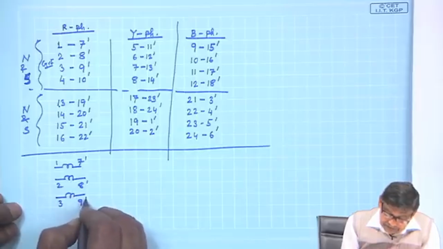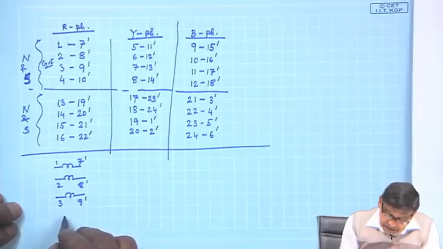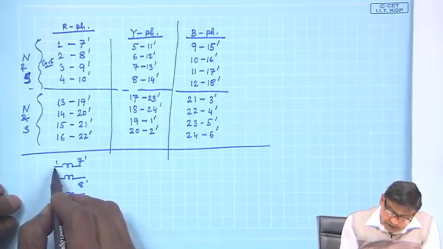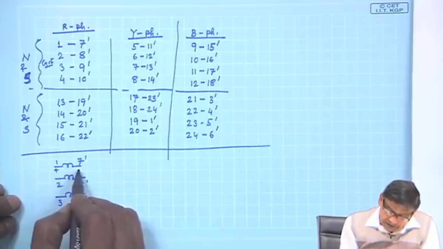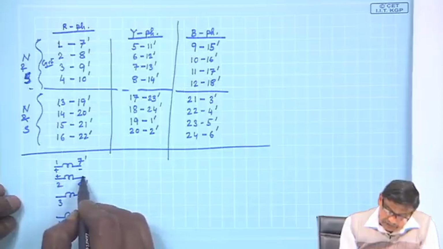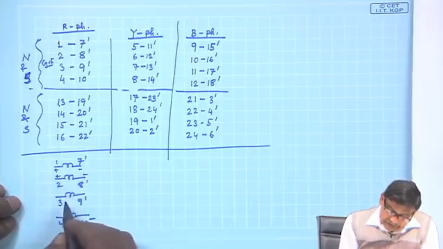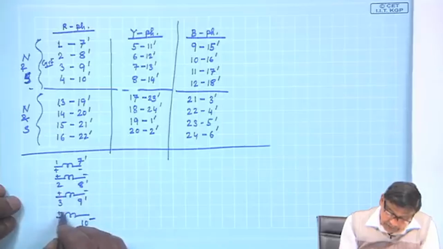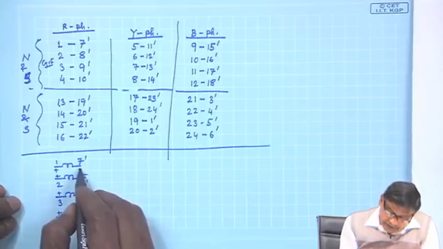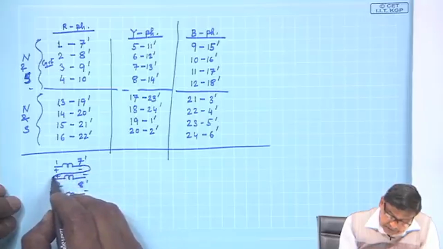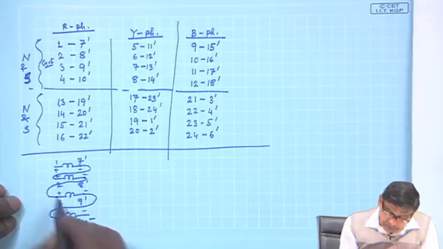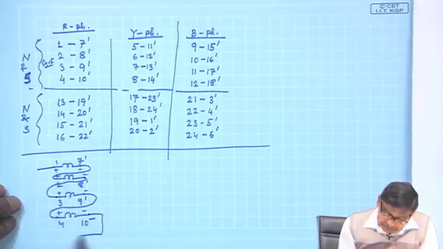3 9 dashed for R phase I am showing, and 4 10 dashed, and potential of 1 with respect to 7 dashed plus minus, this will be plus minus, and this will be plus minus, this will be plus minus, and you connect this in series to get the first group of R phase.